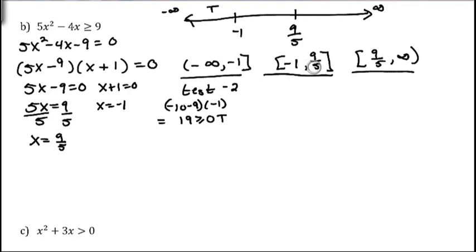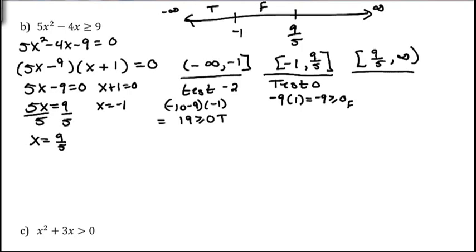Between negative 1 and 9/5, I'm going to test 0. When I plug 0 in there, 0 times 5 is 0, so I get negative 9. And then 0 plus 1 is 1, so I get negative 9. Is this greater than or equal to 0? The answer is no, it's not, so we put a big capital F above that interval.